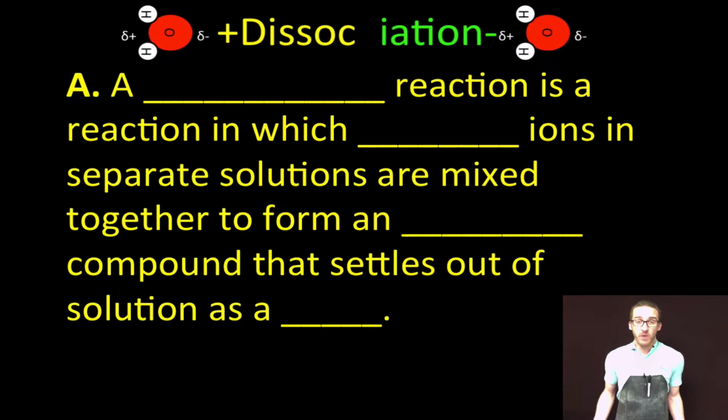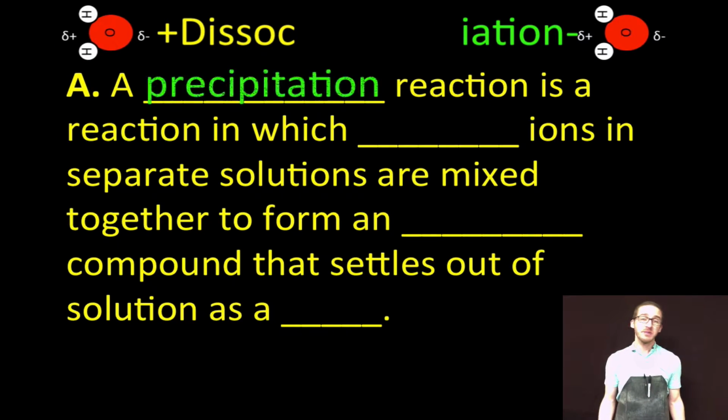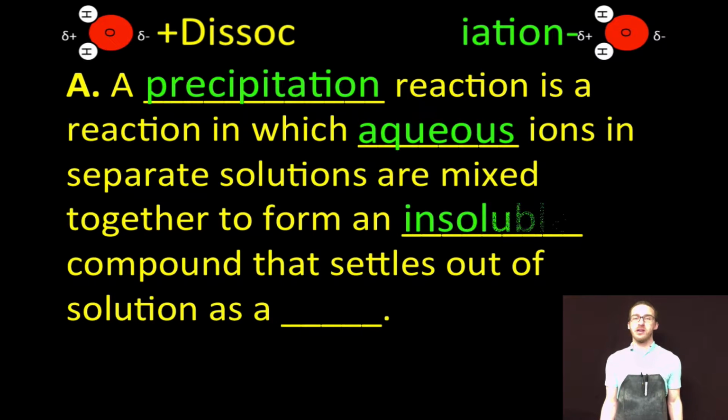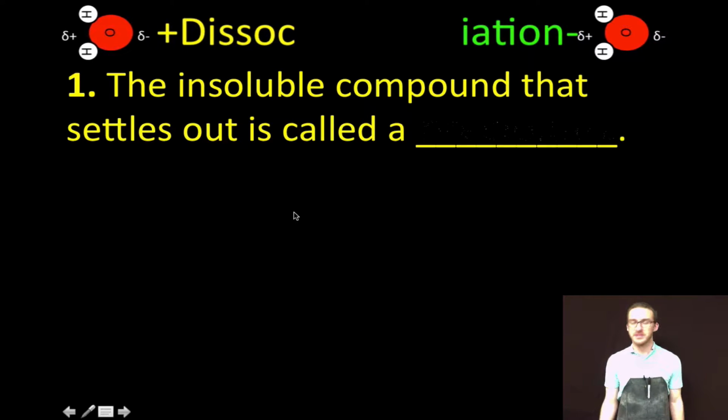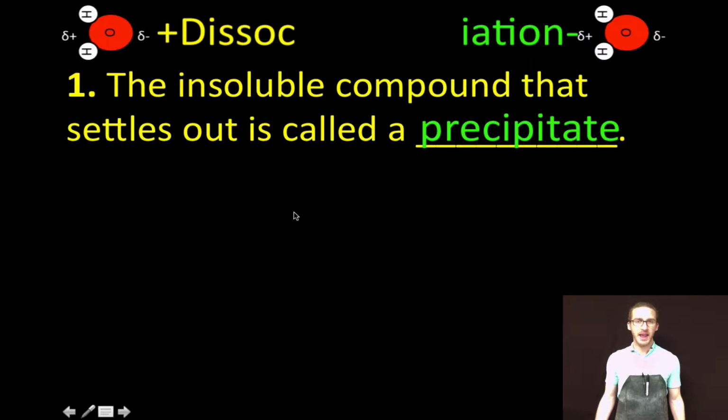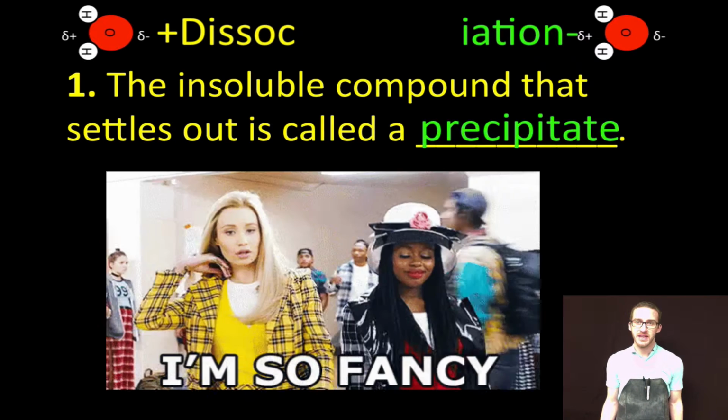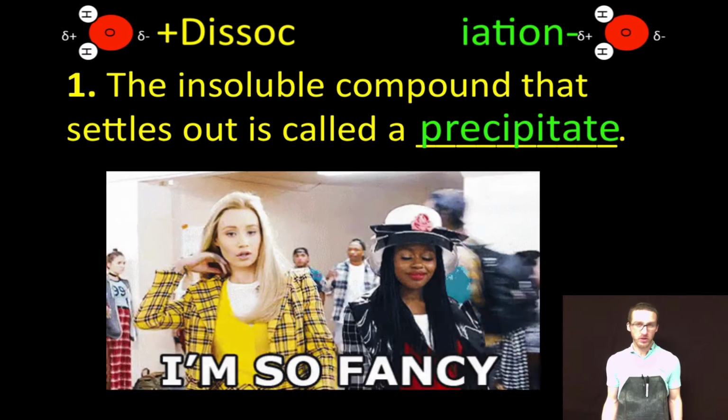Alright, so let's first define what a precipitation reaction is. It's simply a reaction in which aqueous ions in separate solutions are mixed together to form an insoluble compound that settles out of the solution as a solid. The insoluble compound that settles out is called a precipitate, hence precipitation reactions. In other words, precipitate is a fancy name for the insoluble compound or the solid that forms.